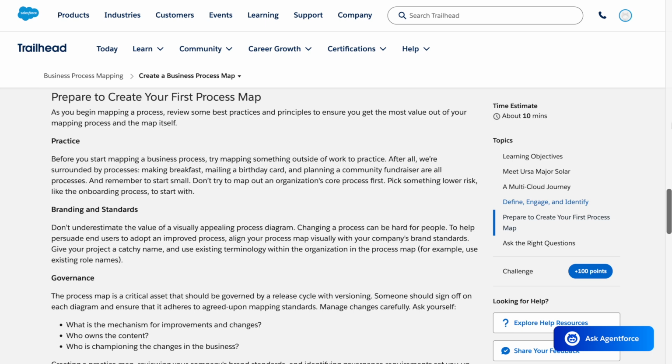Practice. Before you start mapping a business process, try mapping something outside of work to practice. After all, we're surrounded by processes. Making breakfast, mailing a birthday card, and planning a community fundraiser are all processes. And remember to start small. Don't try to map out an organization's core process first. Pick something lower risk, like the onboarding process, to start with.